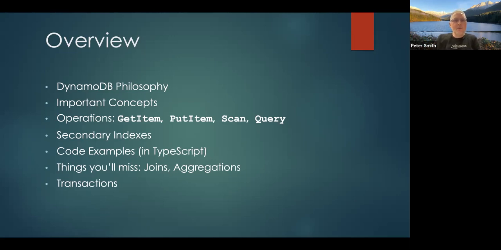I'll give some code examples in TypeScript, but it could be any language you want. Java, Golang, whatever you want, they're all pretty much the same as far as DynamoDB is concerned. And I'll talk about some of the things that you'll miss. DynamoDB doesn't support joins and it doesn't support aggregation, so sum and count and average and things like that. So you say, oh my gosh, how could I possibly use this database if I don't have a join? Well, we'll talk about how you do it. And finally, I'll talk about transactions. DynamoDB does have transactions, but they're not quite what you expect.